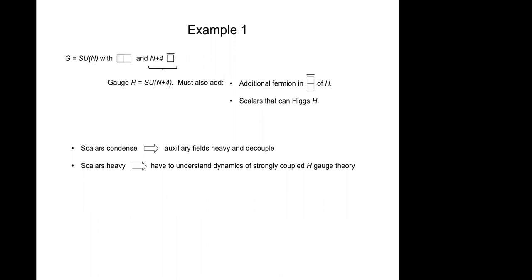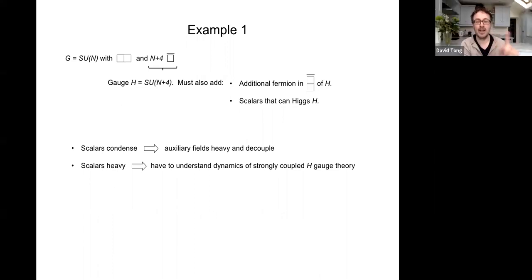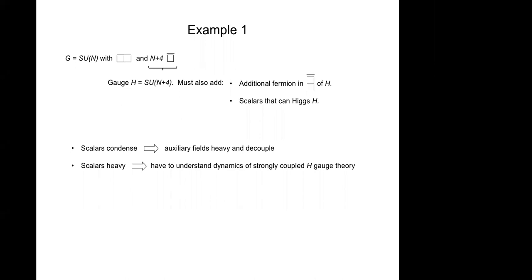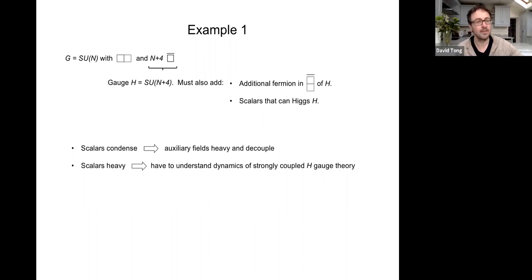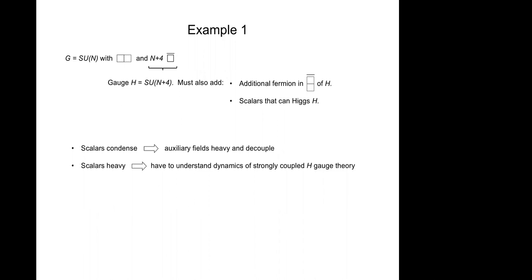So David, just to understand, when you say the scalar that can Higgs H, you want to add enough scalars to Higgs it completely. Like, for example, if I can just add a fundamental of SU(n+4), you won't. N+4 fundamentals of SU(n+4) will do the job. Maybe actually N+3 will do the job. Right. So you want N+4 of them. Yeah, I think N+3 is fine, every but one of them. Either way, okay.